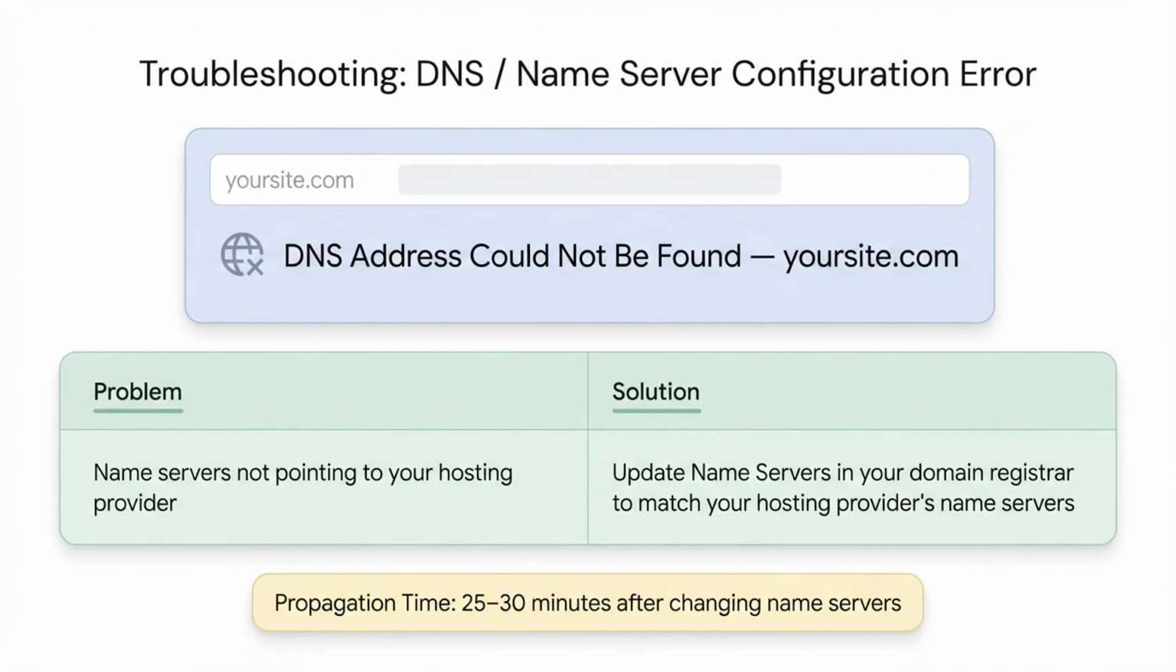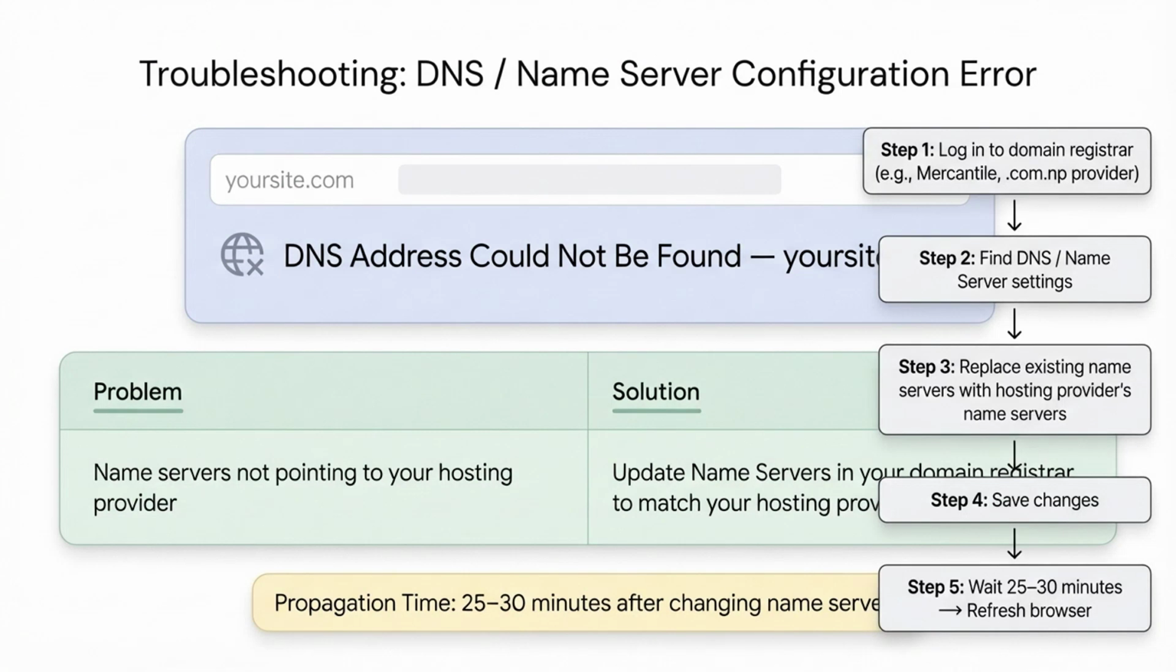If after installing WordPress you see a DNS address could not be found error in the browser, don't panic. This is a name server configuration issue. It means the domain you registered is not yet pointing to your hosting server. You need to go to wherever you bought your domain, find the name server settings, and update them to match the name servers provided by your hosting company. Your hosting provider usually sends these in the confirmation email. After you make the change, wait about 25 to 30 minutes for the update to propagate.